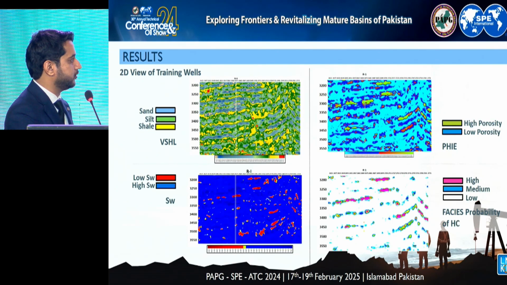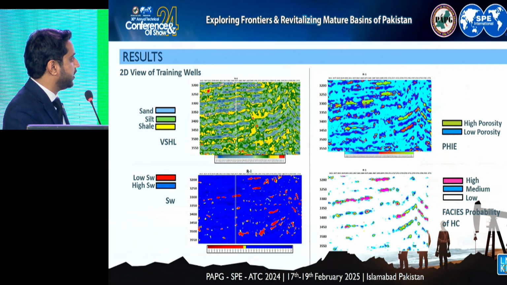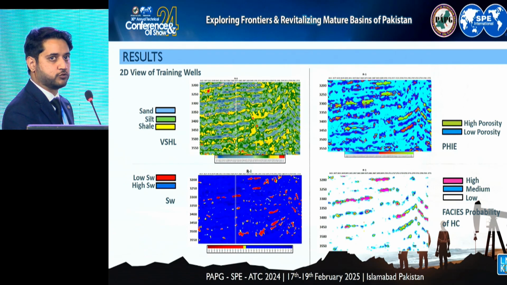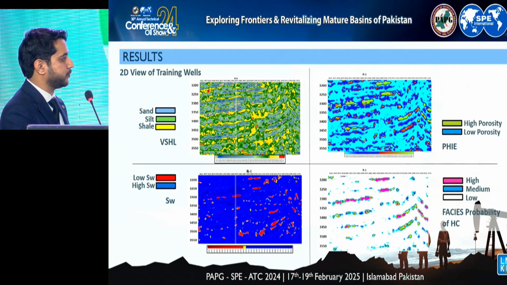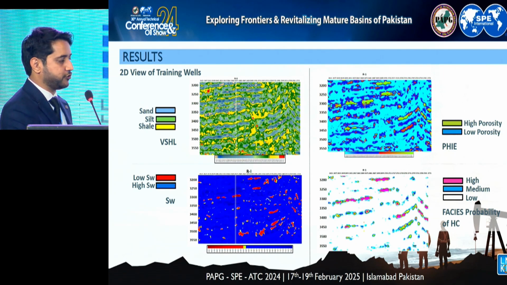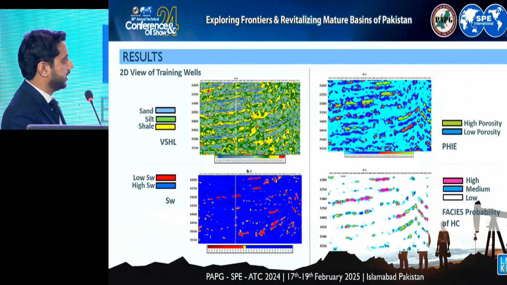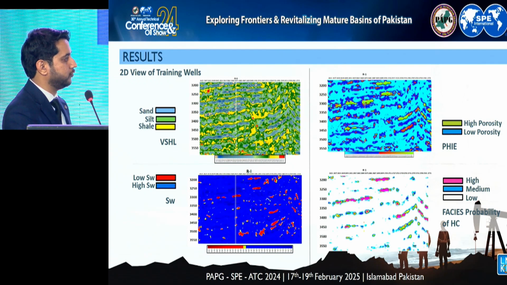So these are the results on the training wells. As you can see, on the sandier parts we have the higher porosity. It established a relationship between all the properties that we mentioned so far: the volume of clay, the effective porosity, the water saturation SW, and the facies, and these are populated on the seismic. You can see that on the sandier part we have the higher effective porosity, which is desirable. On the shalier parts we find little or no porosity.